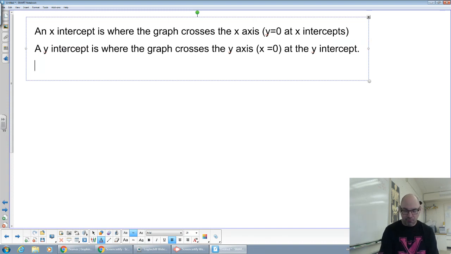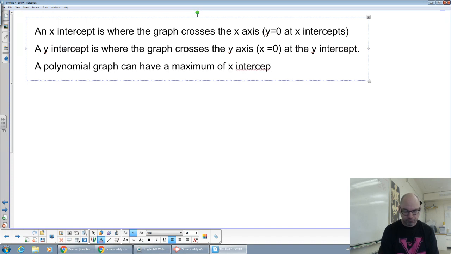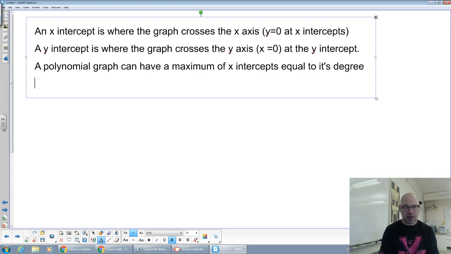A note in here: a polynomial graph can have a maximum of x-intercepts equal to its degree. So that means something to the third power can have 3 x-intercepts. Something to the second power can have 2 x-intercepts. Something to the first power only has 1 x-intercept. Something to the fifth power can have 5.